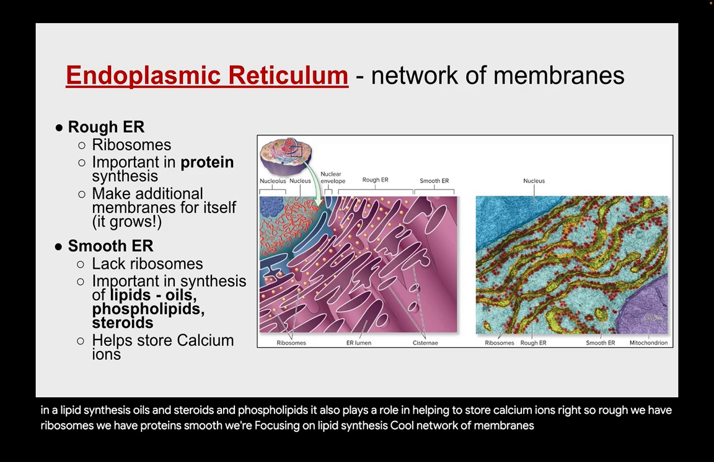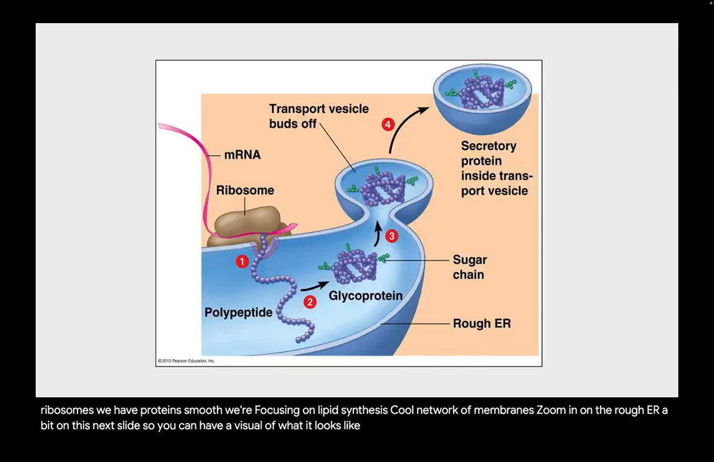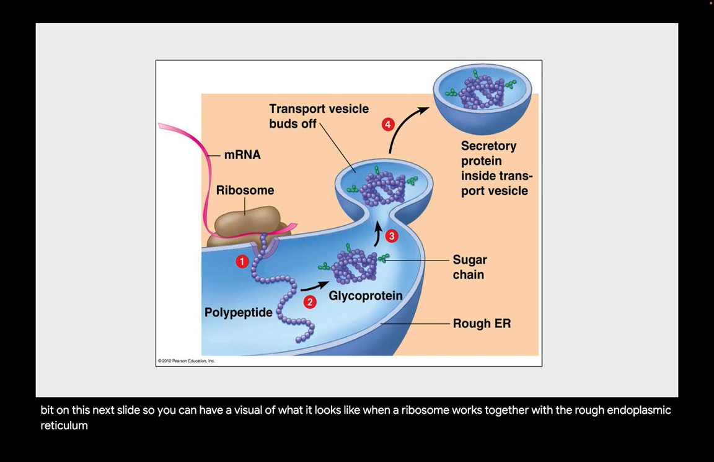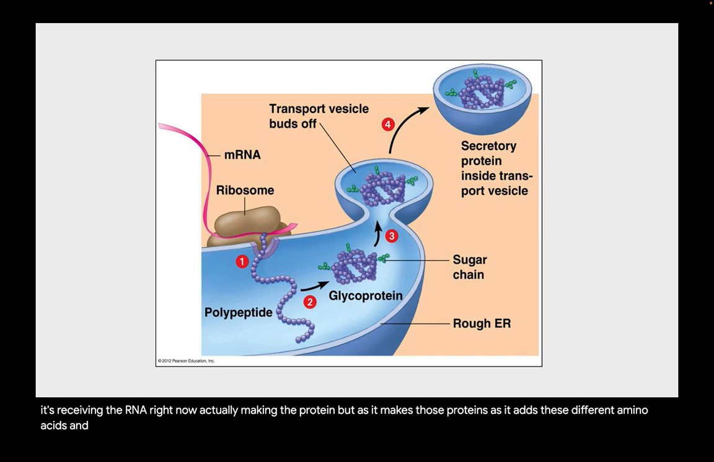I want to zoom in on the rough ER a bit on this next slide so you can have a visual of what it looks like when a ribosome works together with the rough endoplasmic reticulum. So we have our ribosome here. It's kind of clinging to the outside of the membrane of the rough ER. The ribosome is receiving the RNA, receiving the instructions for a protein, and then actually making the protein. But as it makes those proteins, as it adds these different amino acids end on end on end, it's secreting that protein essentially into the rough ER.